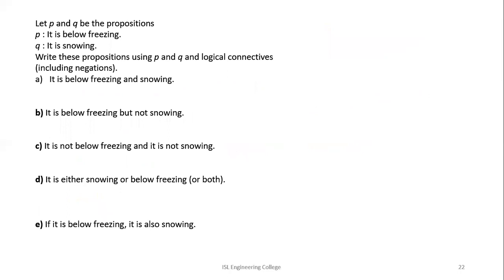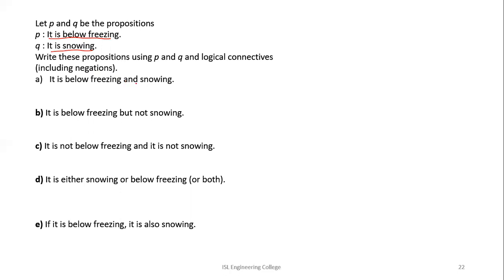Next example. In the next examples, the propositions have not been given as earlier. Instead, we have been given sentences and we are supposed to write the propositions for them. The propositions are the following: it is below freezing, it is snowing, which are P and Q. Now, the first example is: it is below freezing and snowing.